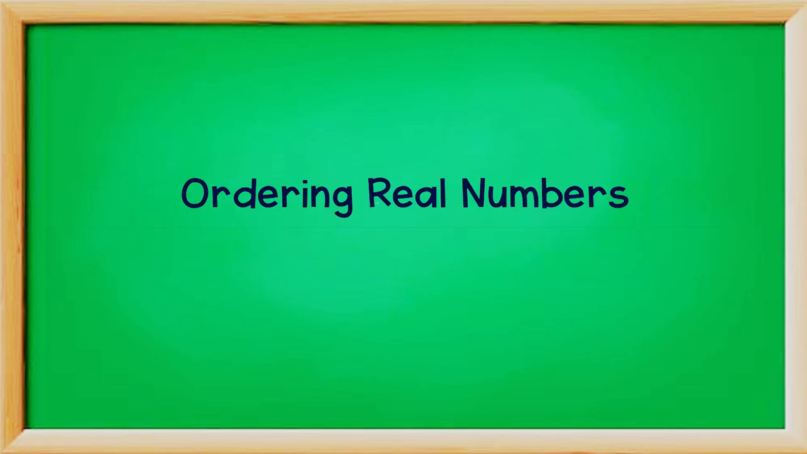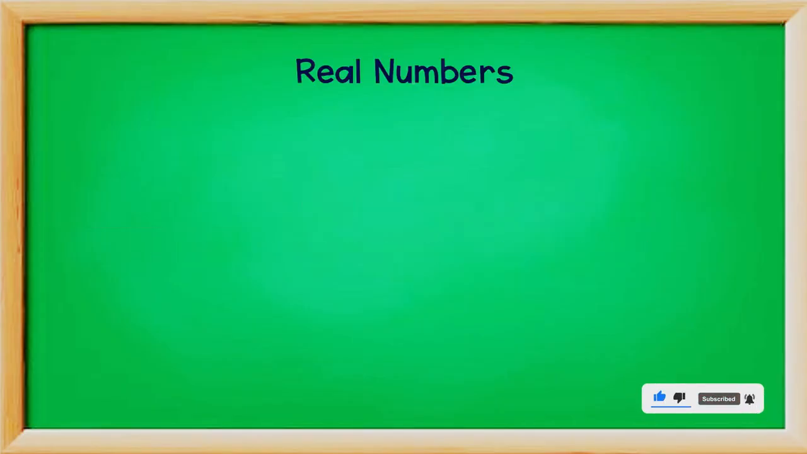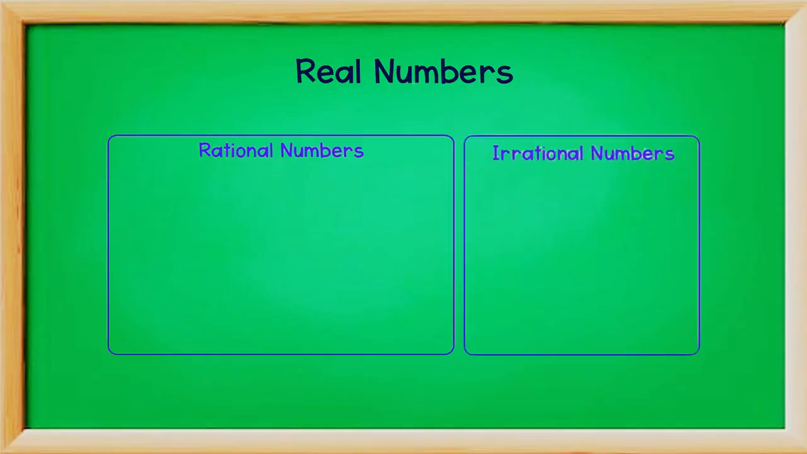In this lesson, you should be able to locate and order real numbers using the number line. But first, what is a real number? Real numbers are made up of rational and irrational numbers. Rational numbers are numbers that can be written as a fraction.